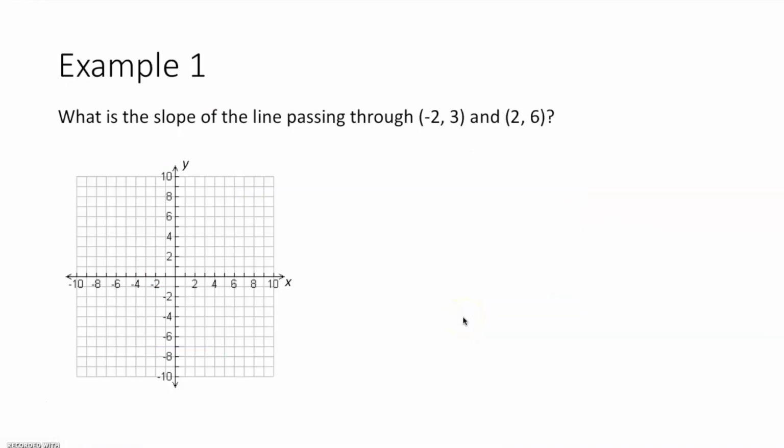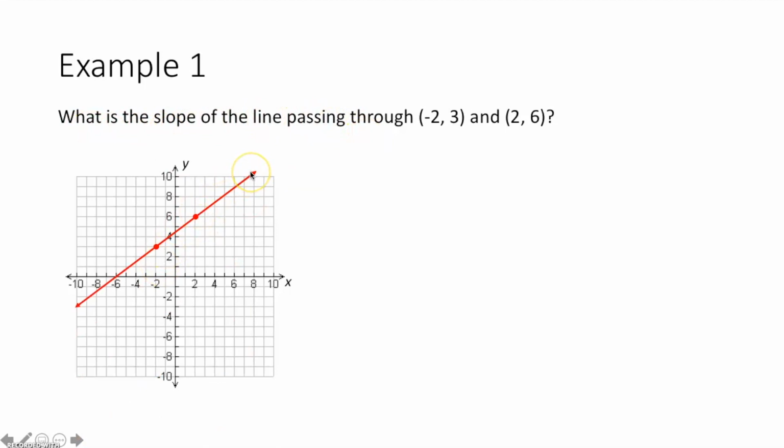It's example time. Now, example 1 says, what is the slope of the line passing through the points negative 2, 3, and 2, 6? So the first thing we're going to do here is we're going to graph those 2 points. So negative 2, 3, the x-coordinate is negative 2, the y-coordinate is 3. So I go over negative 2 on my x-axis, up 3 on my y-axis, and I put a point. Then I'm going to plot the point 2, 6. So I'm going to go over to the right 2 on my x-axis, up 6 on my y-axis, put a point. And since I want the slope of the line passing through those points, I'm going to draw a line through those points.